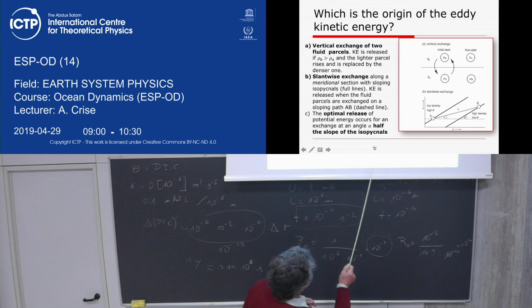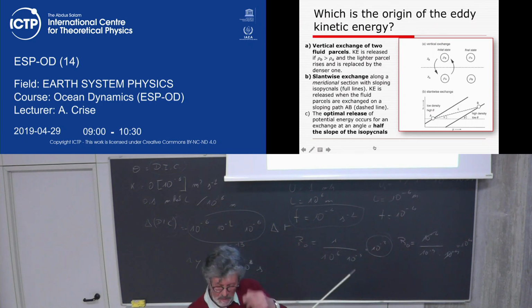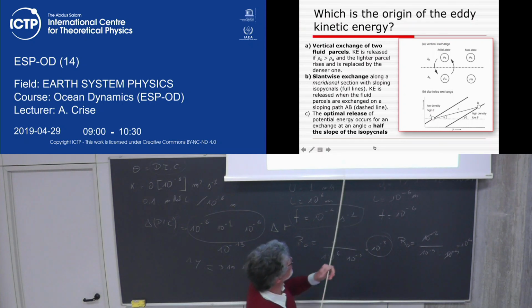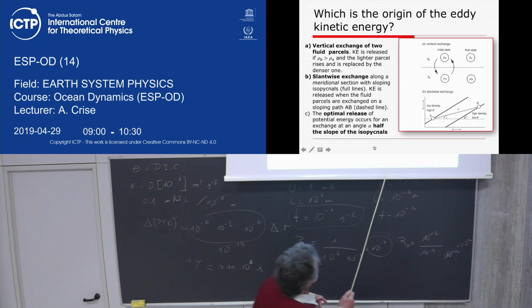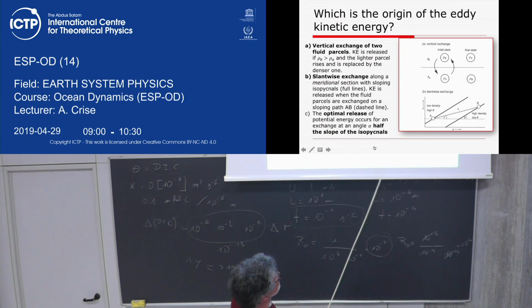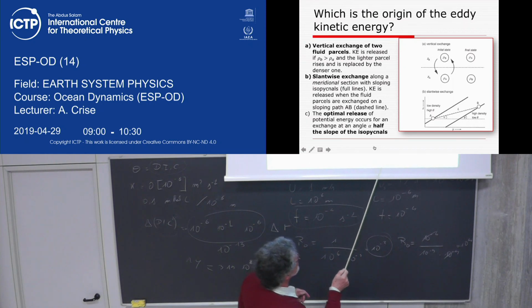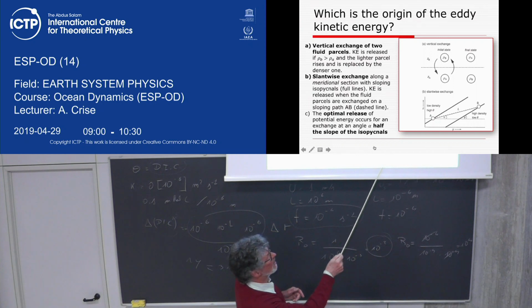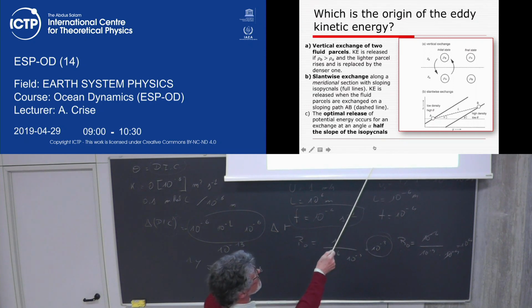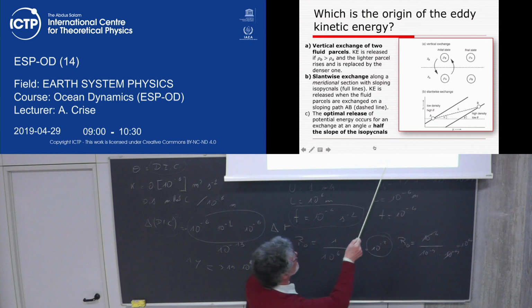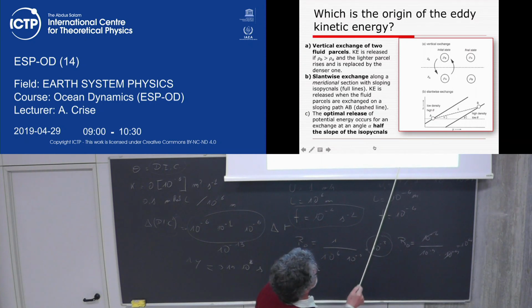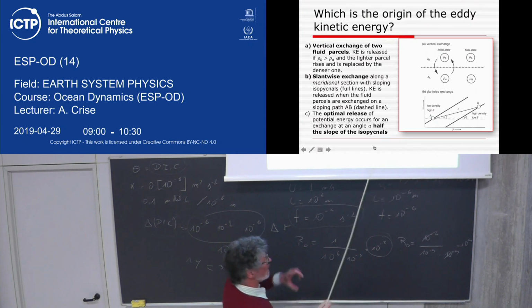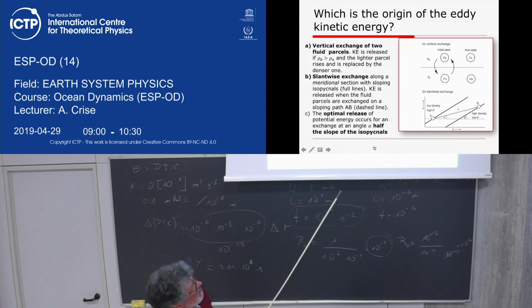Let's make a first example, the simplest one, most intuitive. You have two layers with different density, and you can imagine moving one water parcel characterized by the density rho A to the same place as a rho B water parcel, which goes down, and they just swap places.